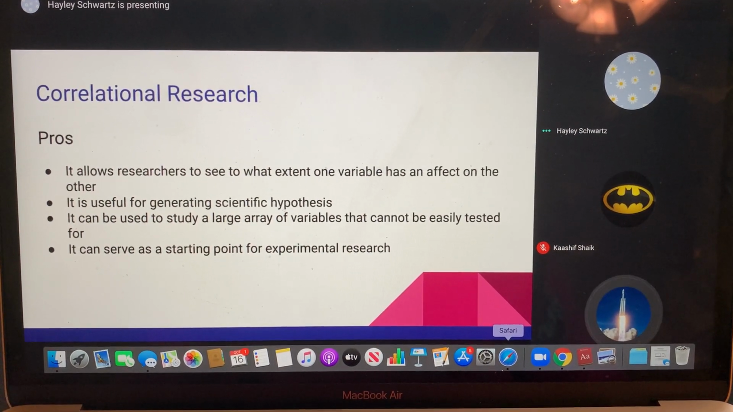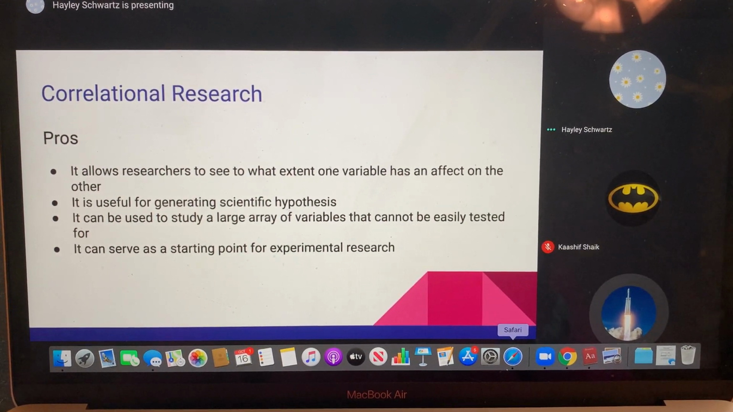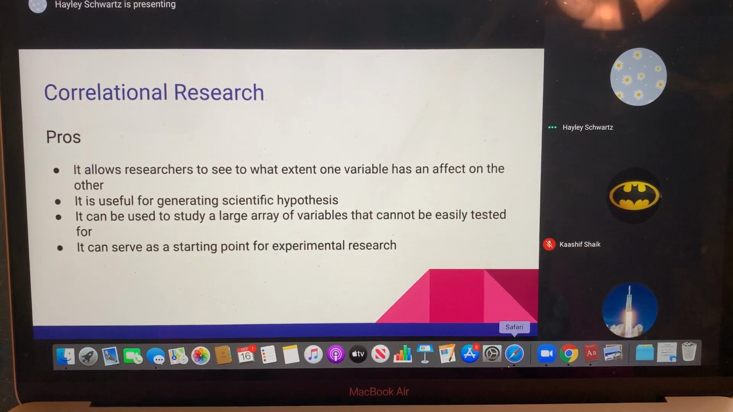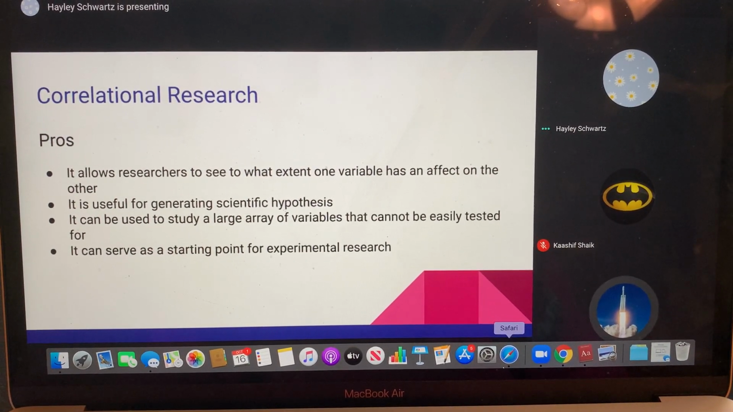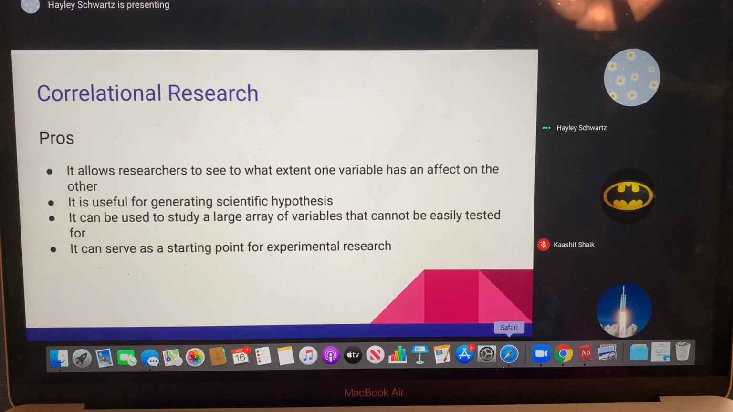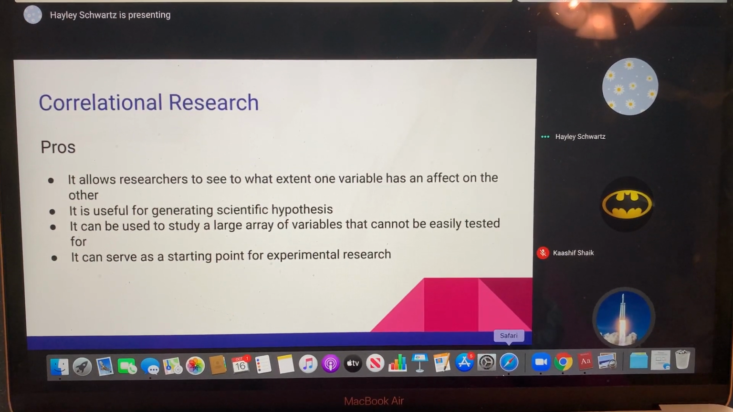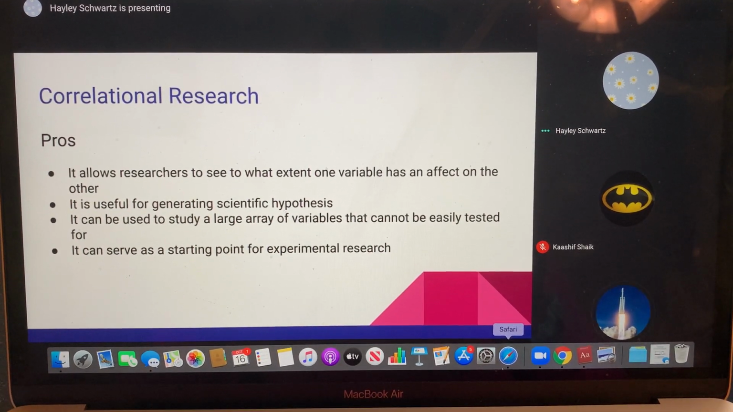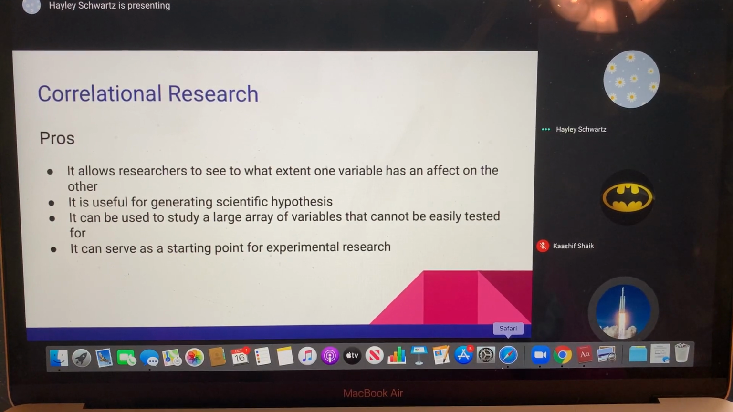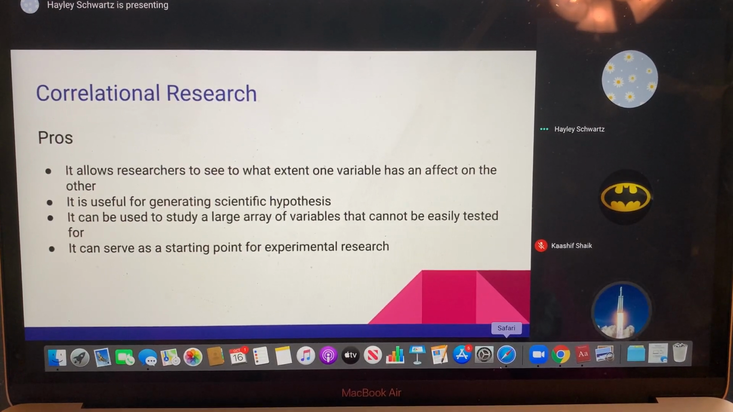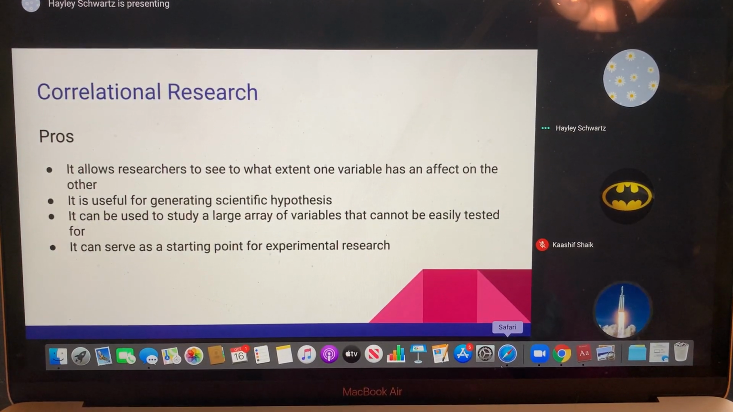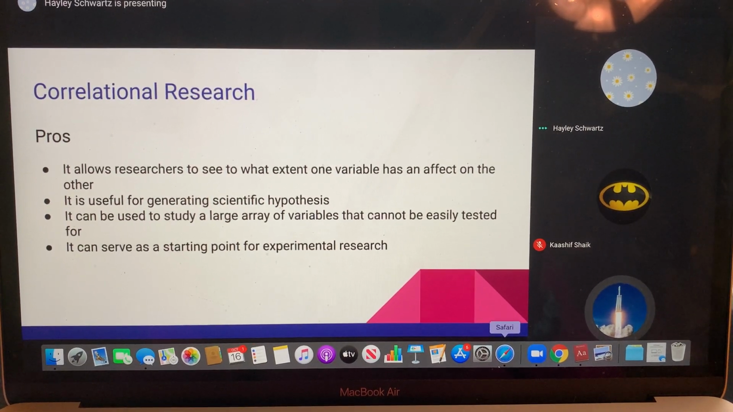Some pros of correlational research are that it allows researchers to see to what extent one variable has an effect on another. It is useful in generating scientific hypotheses. It can be used to study a large array of variables that cannot be easily tested for, and it can serve as a starting point for experimental research.